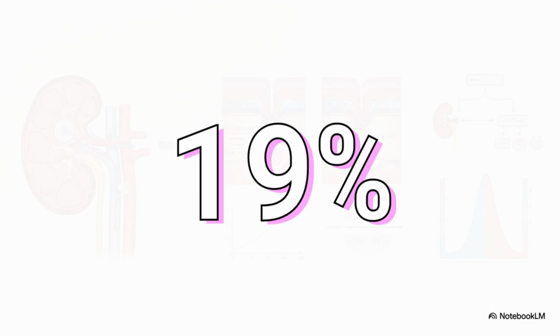But wait, we have to put that number into perspective with our total blood flow. Normal renal plasma flow is about 650 milliliters per minute. So if we are filtering out 125 milliliters from that 650, we get what is called the filtration fraction. It's the actual percentage of plasma that gets turned into glomerular filtrate. Do the math, and it averages out to about 1/5, or about 19%.